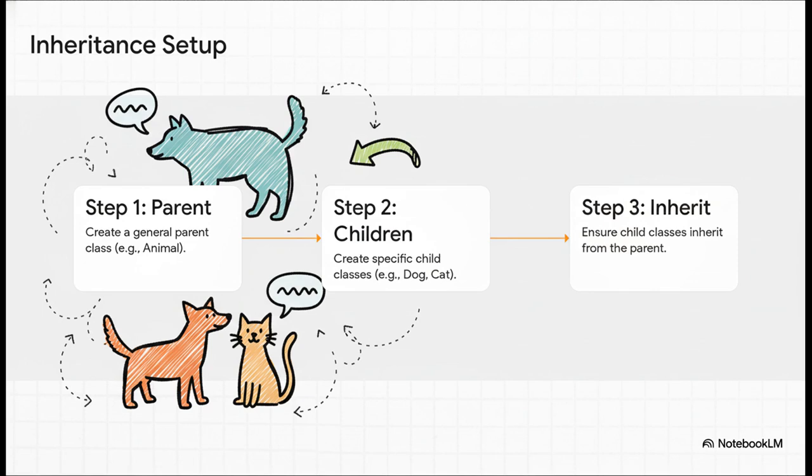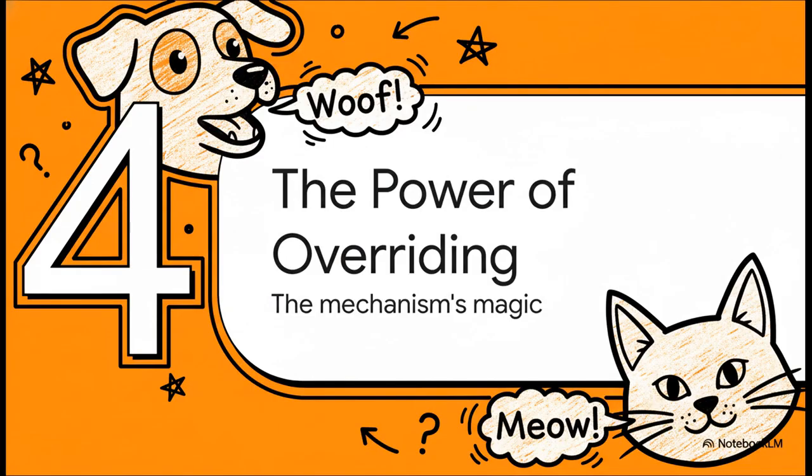Second, we create our more specific child classes, like dog and cat. And third, and this is the most important part, we make sure our code knows that a dog is a type of animal and a cat is a type of animal. They inherit from their parent, just like a family tree. So we've got our family set up. We have an animal parent, and we have dog and cat children.